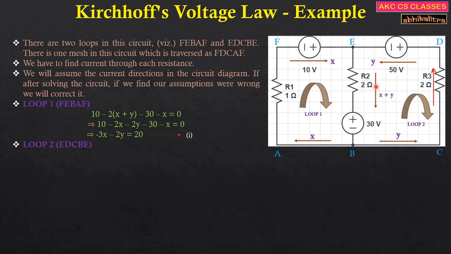Since we are moving from a lower potential to a higher potential with respect to the current direction we have assumed, the expression will be 2 times (x plus y), right? So now we'll see the expression for this loop 2. So this is 50, right? So this is a rise in potential.